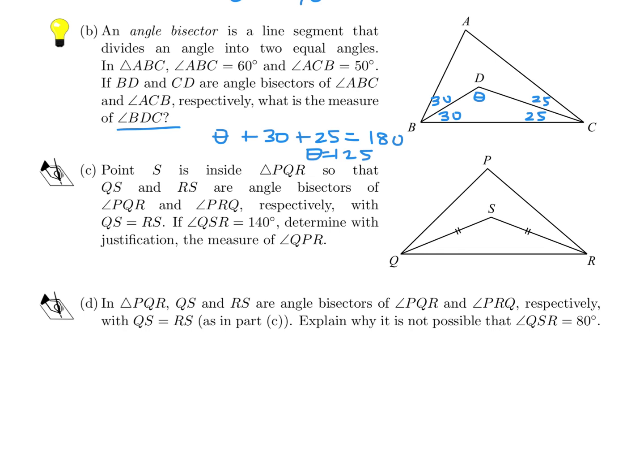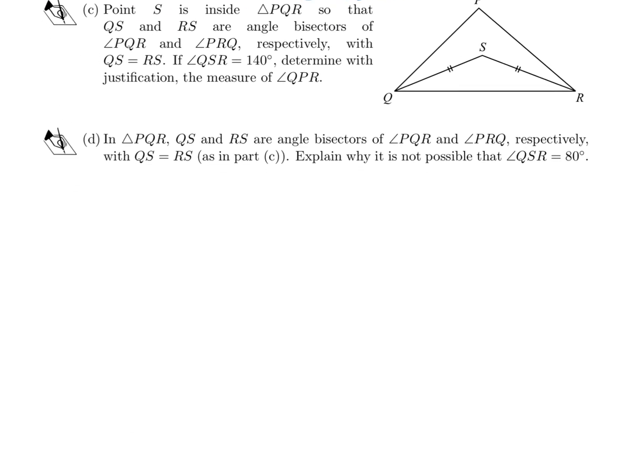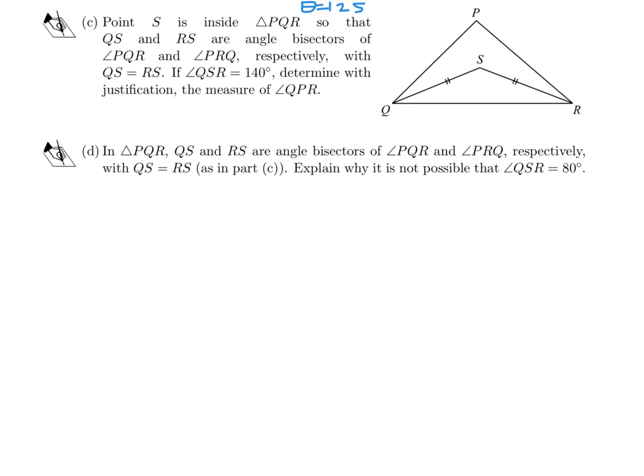Next part: point S is inside triangle PQR so that QS and RS are angle bisectors of angle PQR and PRQ, respectively, with QS equal to RS. If QSR is 140, determine with justification the measure of QPR. All right, with justification, so they're getting serious here. Let's see, where do we begin here?